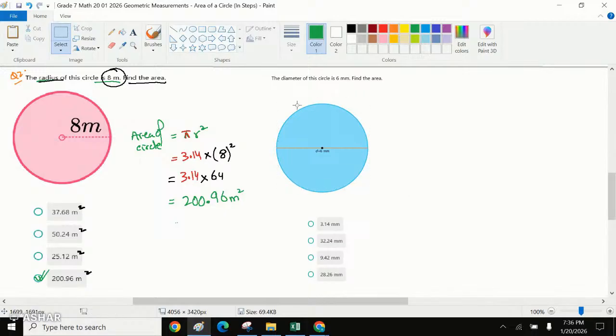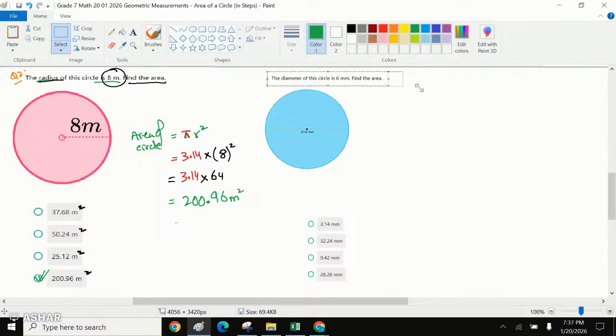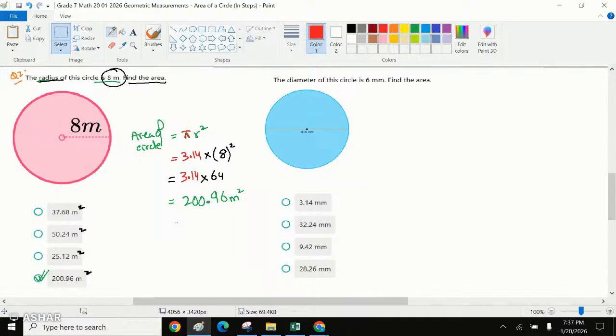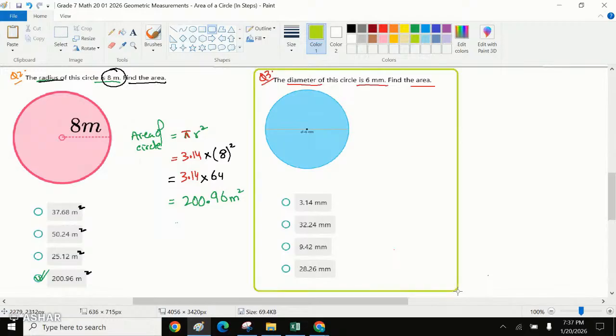Question number 3. Let me just resize so that it's much more readable for us. The diameter is given to us in this case, and these are the options given for question number 3. The diameter given is 6 millimeters and we need to find the area. So which option should be correct? A, B, C, or D? There's a typing error. This should be squared, right? But since we already know we are doing area, even if it's not there, we just put a square, right? The answer needs to have an exponent 2 on the unit.